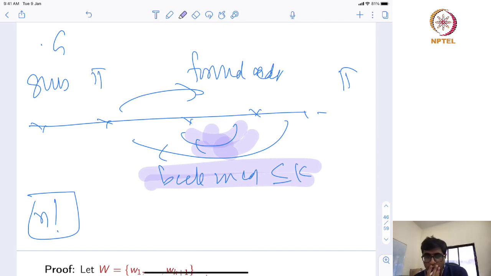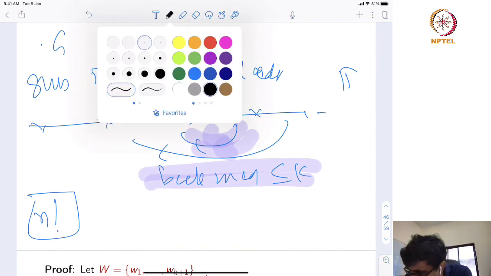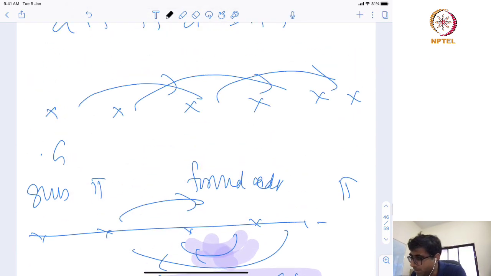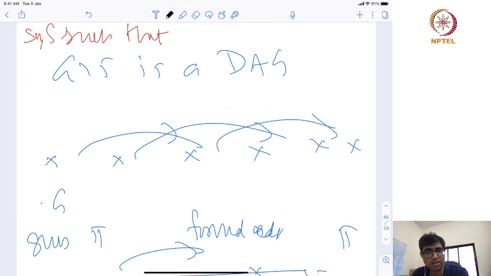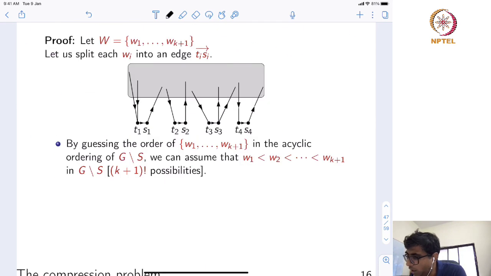But what we are going to do is exploit this to design not an n factorial but an FPT kind of algorithm. We will take this view of feedback arc set: give me a permutation of my vertices such that the number of backward arcs is bounded by k. So now, this is what you are given, W1 to Wk plus 1.